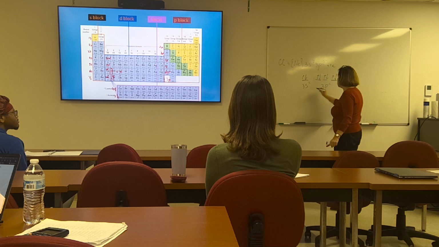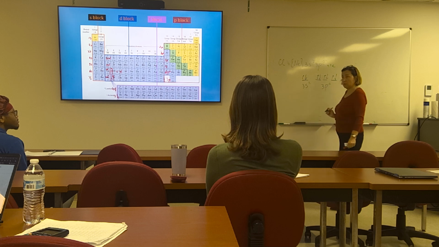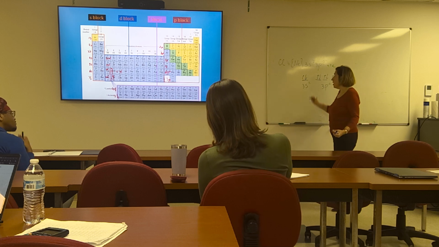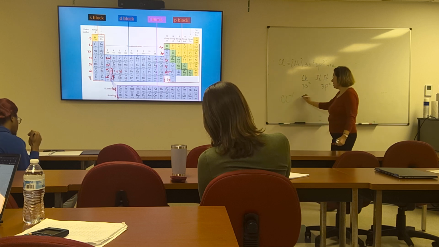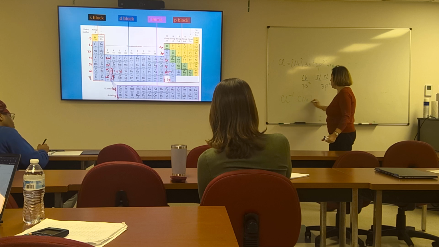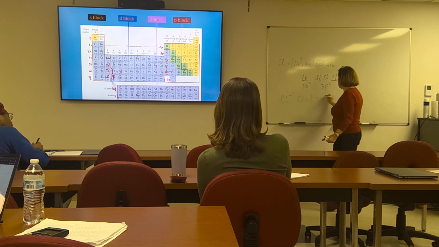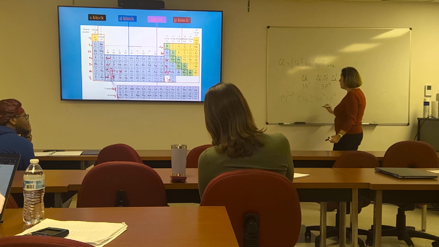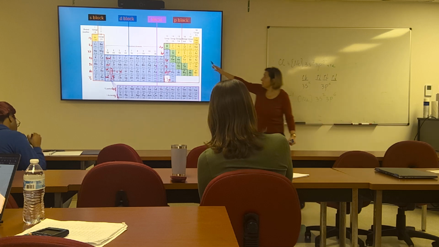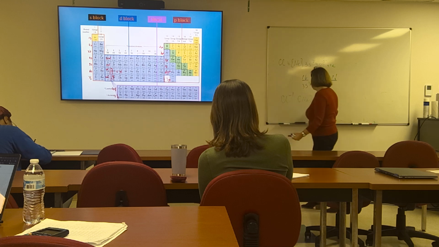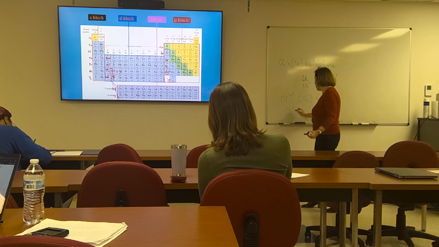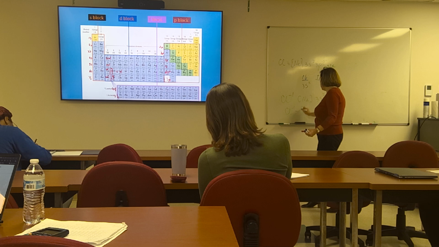S2 with a p6 is an octet. So chloride, the ion chloride, has the configuration neon 3s2 and now 3p6, which is nothing else but argon, right? So you can write it like this, or you can say chlorine with a -1 is argon in the brackets.